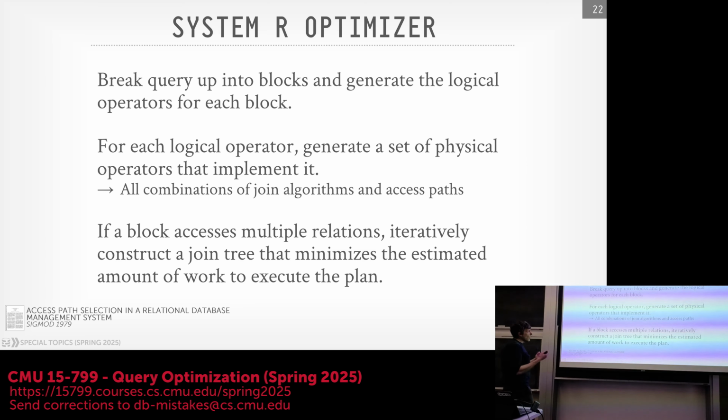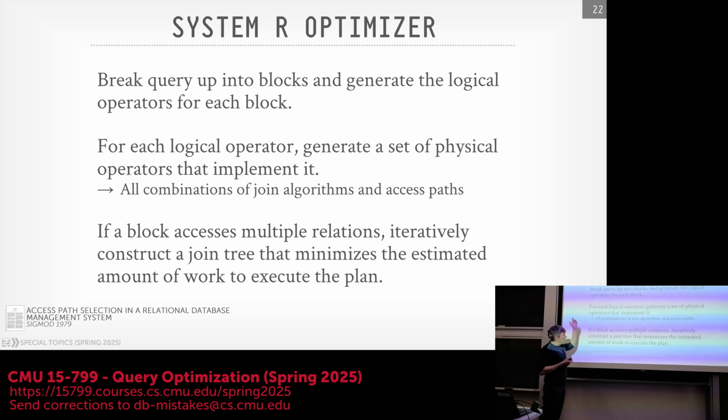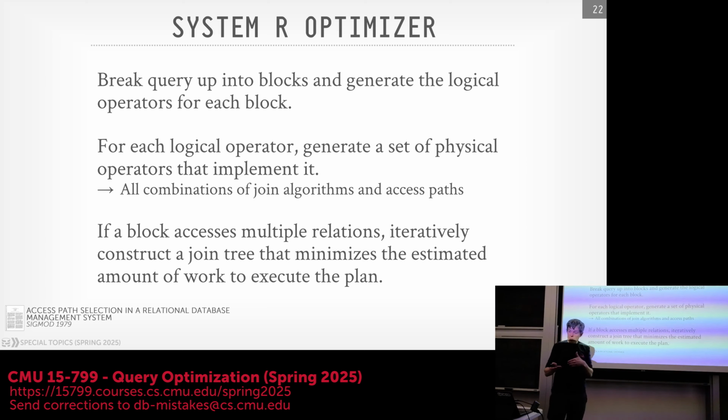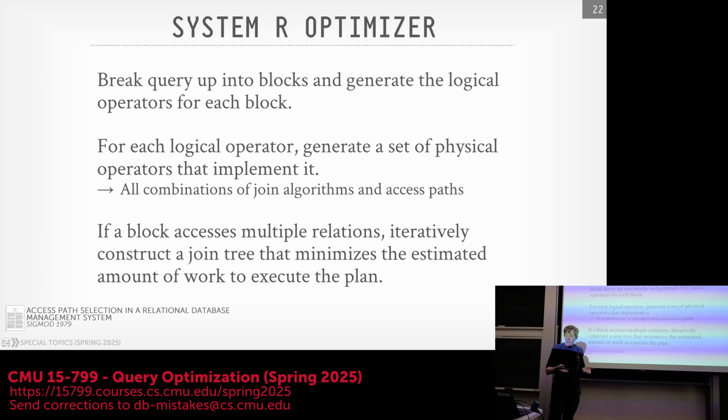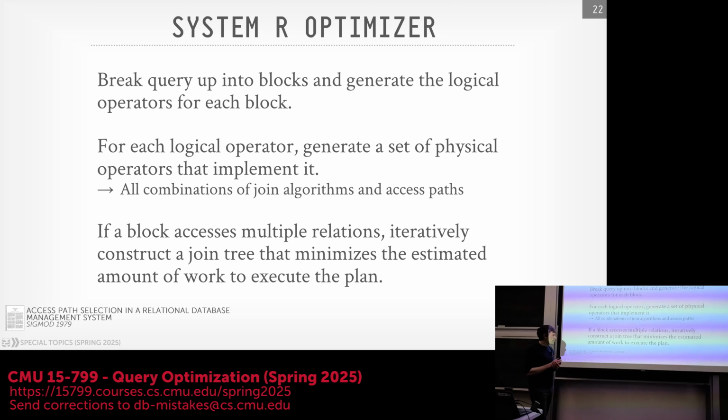And so they first run all the heuristics we saw before. For each of the logical operators in a query block, they'll generate the physical operators, including generating all the possible join algorithms you could use, the physical operators, and all the access paths. And then they're going to do a simple greedy search to figure out the access path to use for every single relation, and then a dynamic programming search to find the best join ordering. All right.